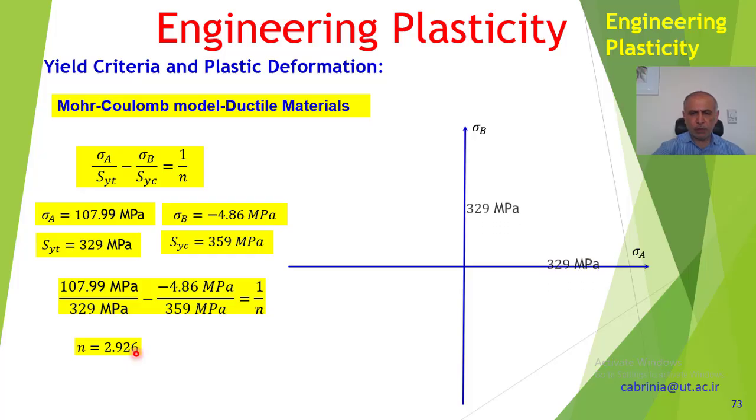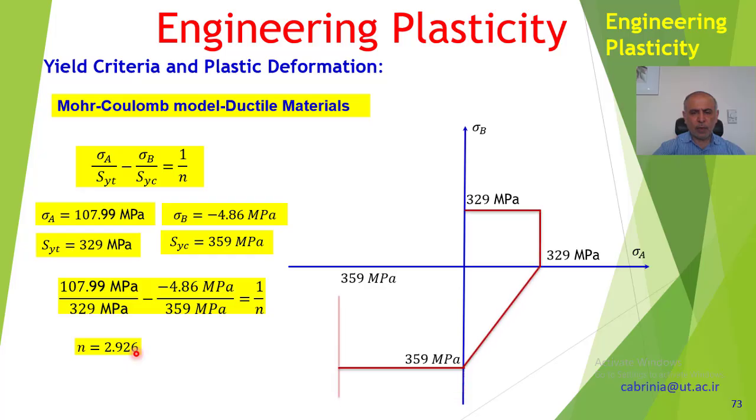So if I plot these values, 329 is the yield in tension, and 359 is yielding compression. So I can draw the Mohr-Coulomb model in here. That's the yield criteria, and I can put these values sigma A and sigma B, and see what I get here. That's my point. That's the point, sigma A and sigma B.